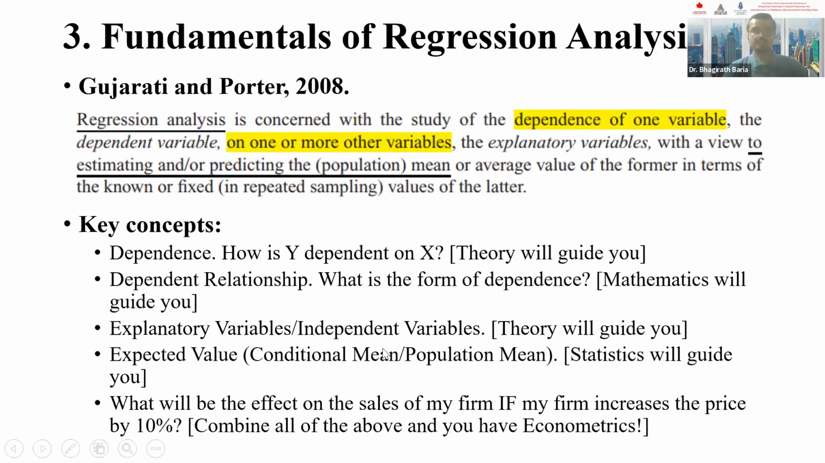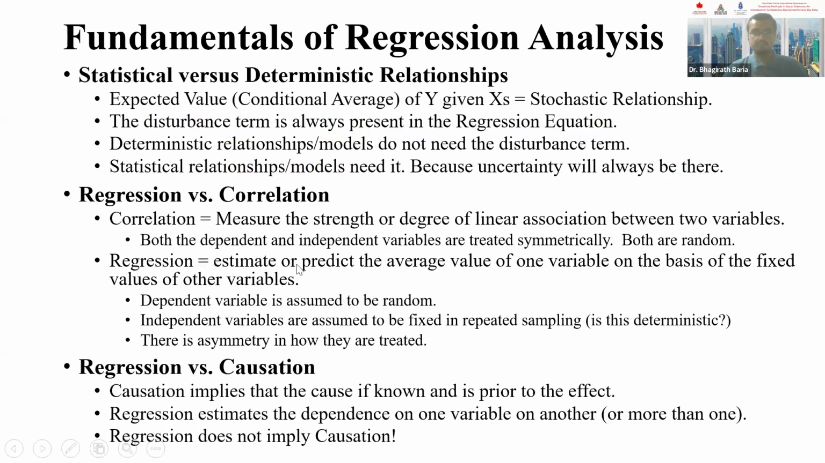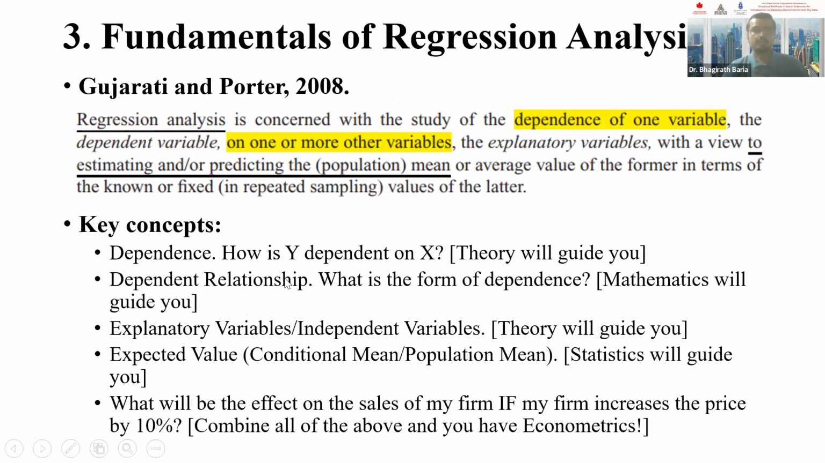Now, what are the key concepts to be taken away from this? The first concept is dependency. Regression deals with dependency: how one variable y is dependent on x. I'm not taking into account the multiple regression model. I'm assuming there is only one y and one x for now, to keep the matter simple. You can always read and extend this to a multi-regression framework. The fundamentals will largely remain the same. 95% will remain the same.